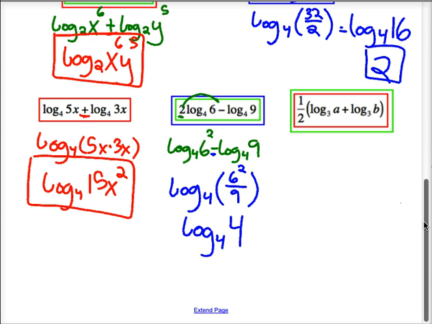Now, this is another one of those cases. 4 to what power gives me 4? Well, because I'm dealing with just numbers here, 4 to the first power gives me 4. So I can actually, again, simplify that all the way down to just the number 1.